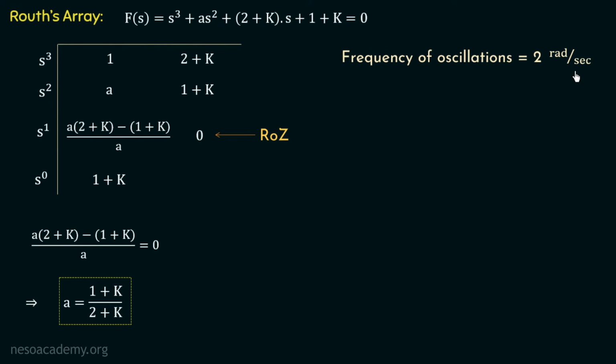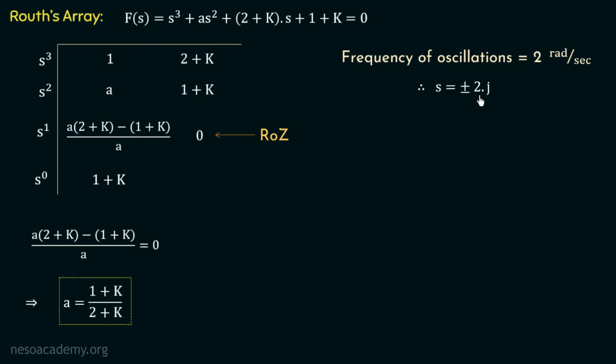Moreover, from the previous lecture, we know that the frequency of oscillations represents the magnitude of the imaginary roots of the auxiliary equation. So if the frequency of oscillation is given to us, we can determine the roots of the auxiliary equation. It will be s equal to plus minus 2j. Right? In the previous lecture, firstly we determined the roots of the auxiliary equation, and from the magnitude of the roots, we determined the frequency of oscillations, right?